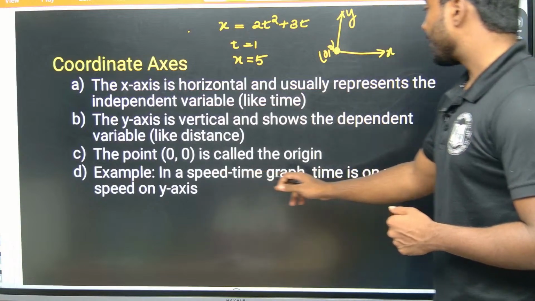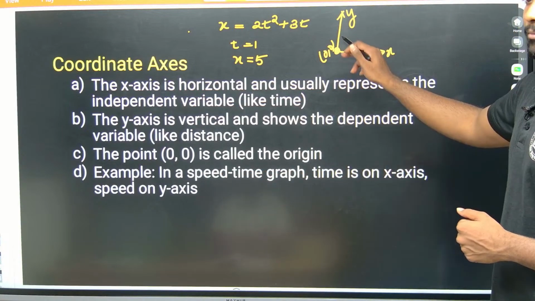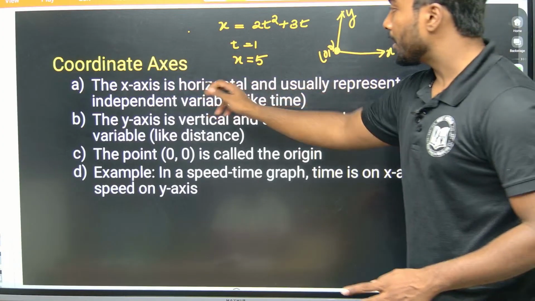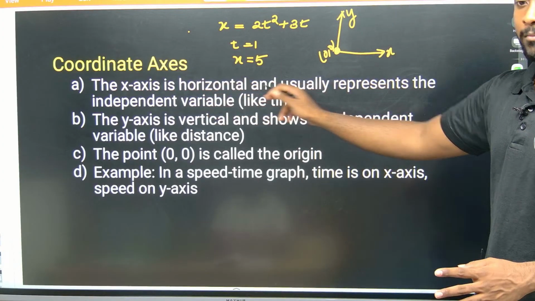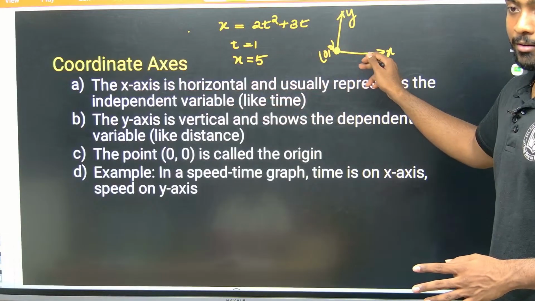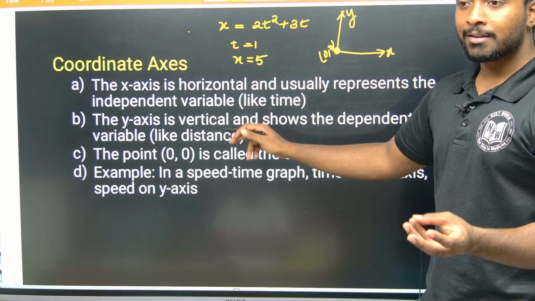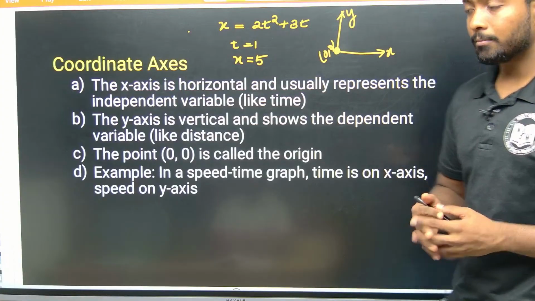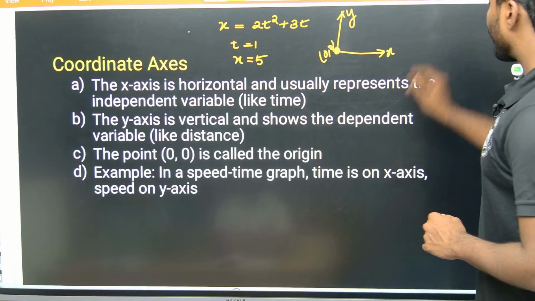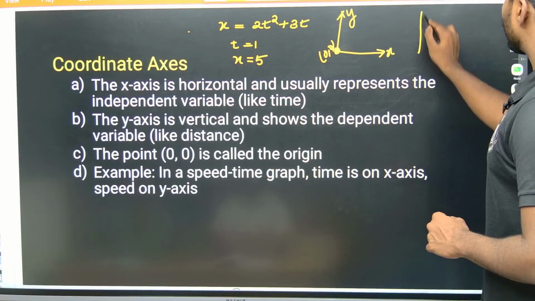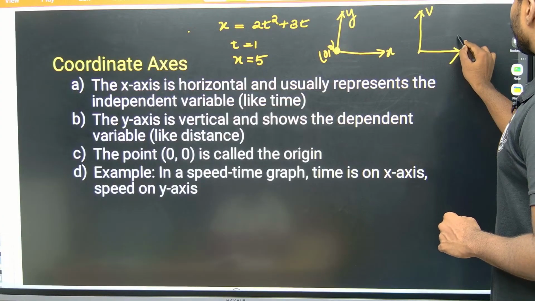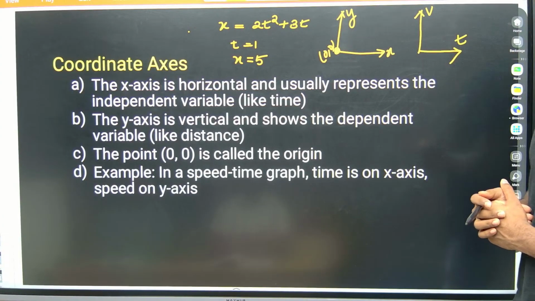Example, in a speed-time graph, the time is on the x axis. I told you, time should be independent, and distance, velocity, acceleration are dependent. So if I take speed versus time, speed should be on the y axis, that is v. Time should be on the x axis, that is t. Okay, got it?